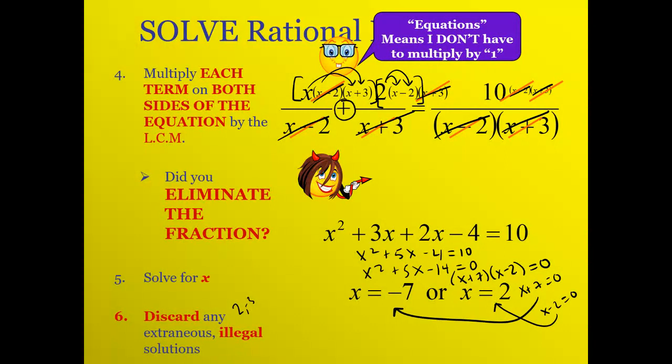If two numbers multiply together to equal 0, one of them has to be equal to 0. I'm using the zero product property. There is no 1 product property or 7 product property or 10 product property. It's the zero product property.